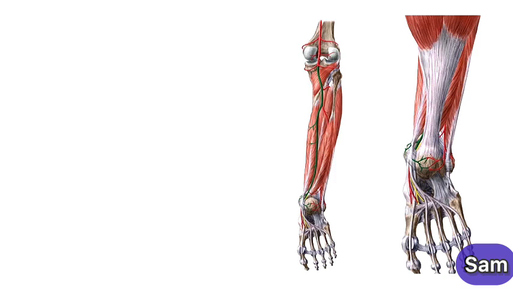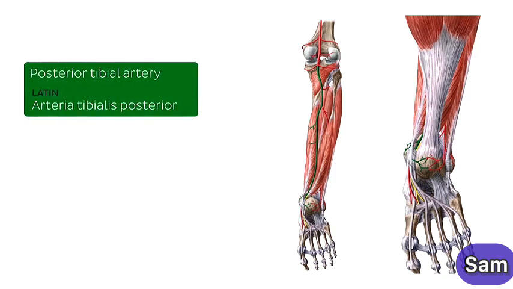We're now looking at the posterior tibial artery, and the posterior tibial artery is one of the two continuations of the popliteal artery. Remember from the previous slides, I mentioned that the anterior tibial artery is one of these continuations. This one begins at the level of the popliteus muscle and runs caudally with the tibial nerve into the deep flexor group of the lower leg.